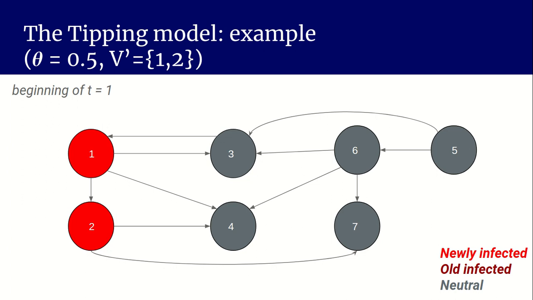So at the beginning of the first wave, t equal 1, only 1 and 2 are newly activated. We distinguish the new from the old activated nodes for illustration purposes. But remember that the tipping model has only two states, active and inactive. When a node transitions to an active state, it cannot go back to an inactive one. Now, because theta is 50%, each node gets infected if at least half of its incoming neighbors are active. Keep that in mind because it's going to emerge in the next slide.